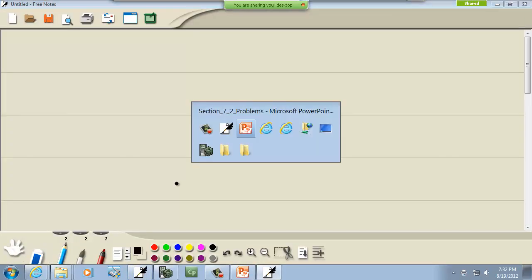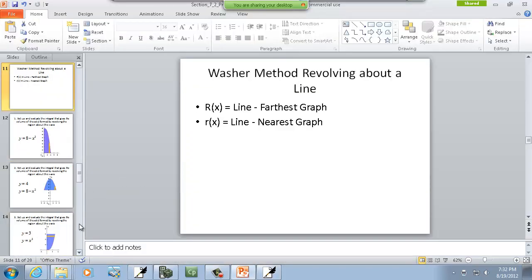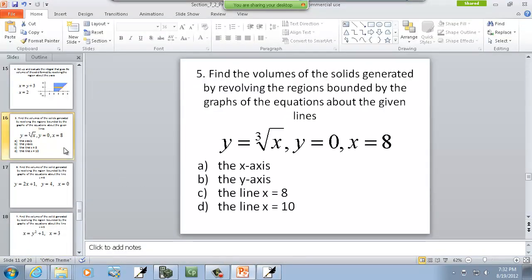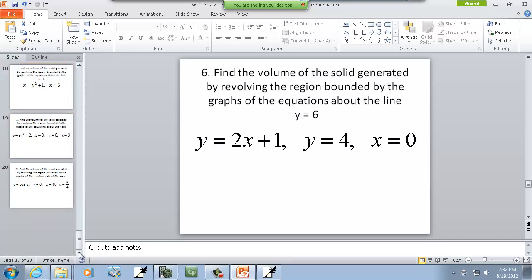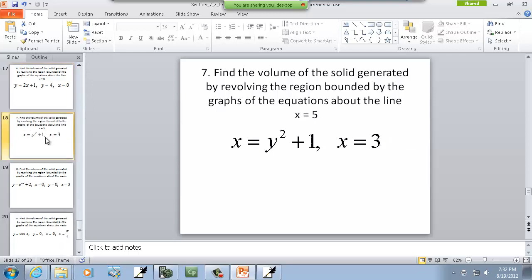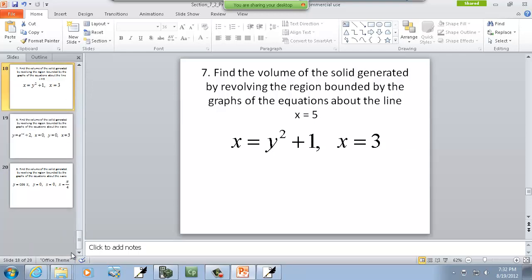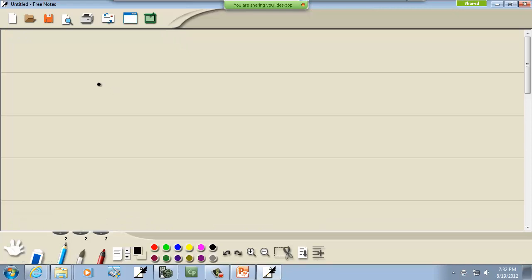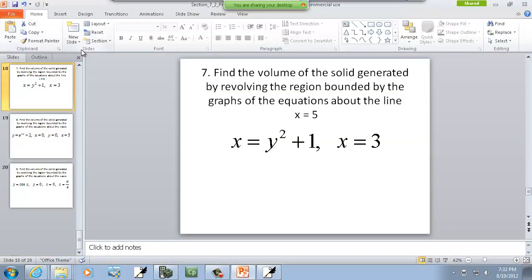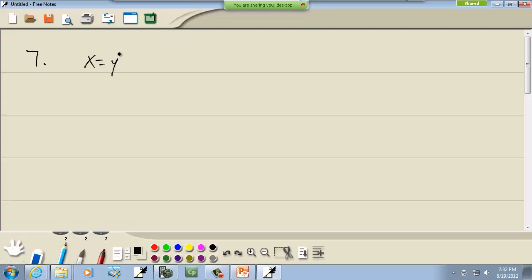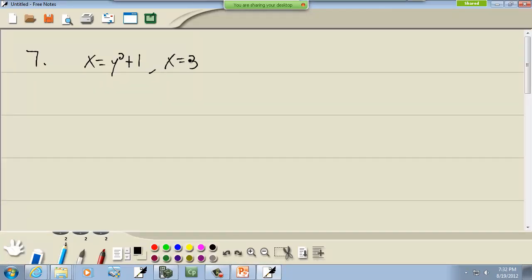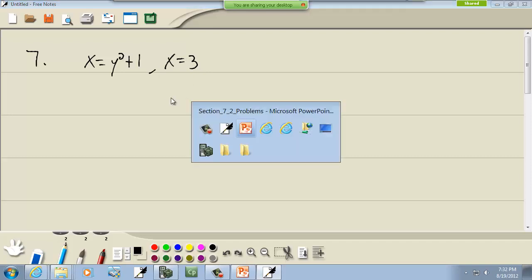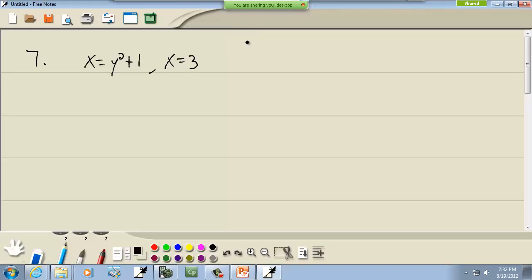There we go. And let's take a look at our next problem. Okay, that was that one. So let's look at this one. We got x is equal to y squared plus 1, and x is equal to 3. And we want to revolve about the line x is equal to 5.